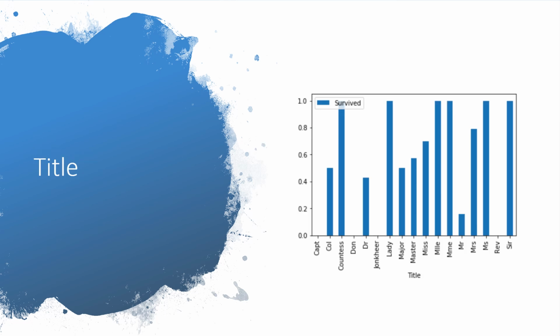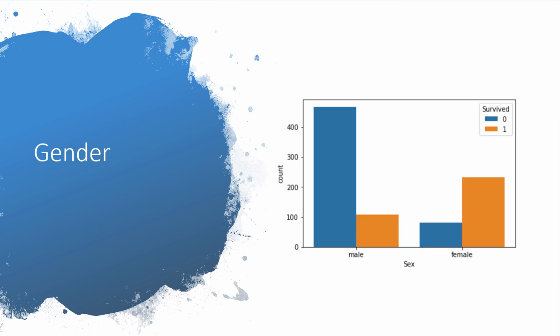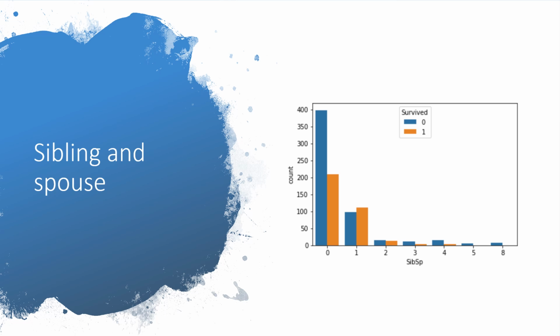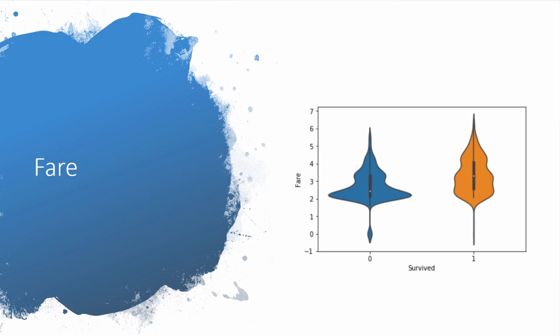And the title. We group passengers by different titles to see what the survival rate is. We can see some titles like Lady or the Third might have a bigger impact, but we don't know how big it is. From gender, we can see females have a much higher survival rate than males. For siblings and spouses, people who have siblings and spouses have a much lower survival rate than people who don't.